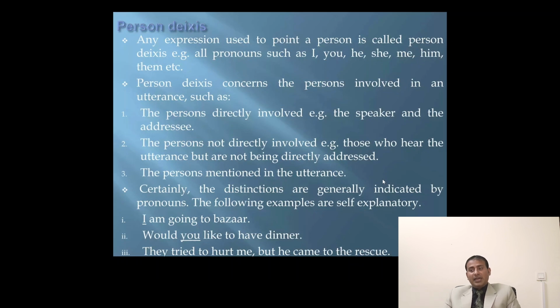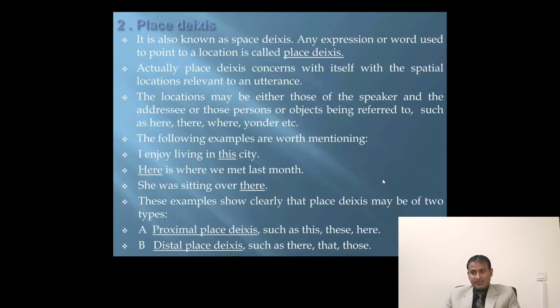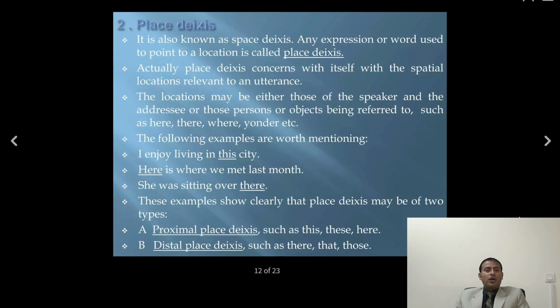All pronouns such as I, you, he, she, me, him, they are called person deixis. And all words which are used to talk about time, they are called time deixis. So time deixis, we have got words like today, yesterday, tomorrow, or last month or last year, and their meanings are dependent on the context, who is speaking to whom, when it is said, at what place it is said.